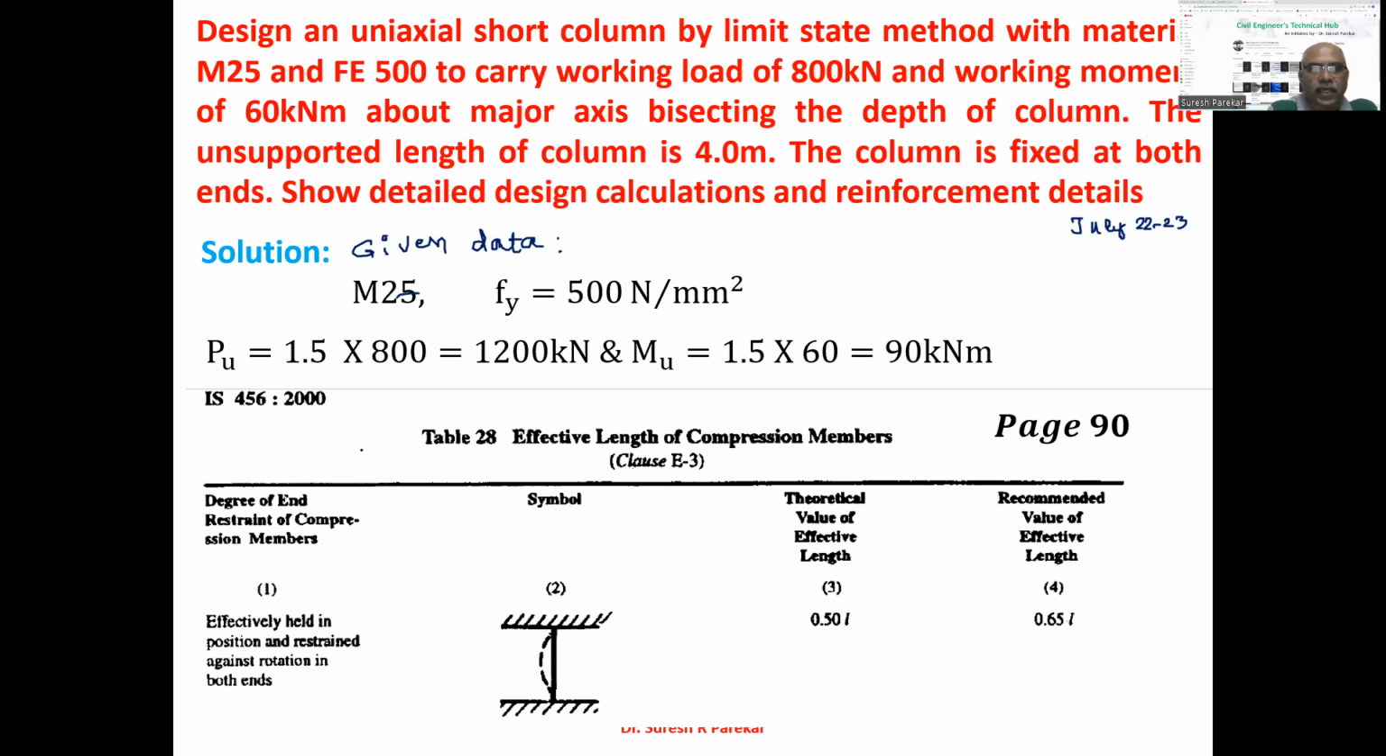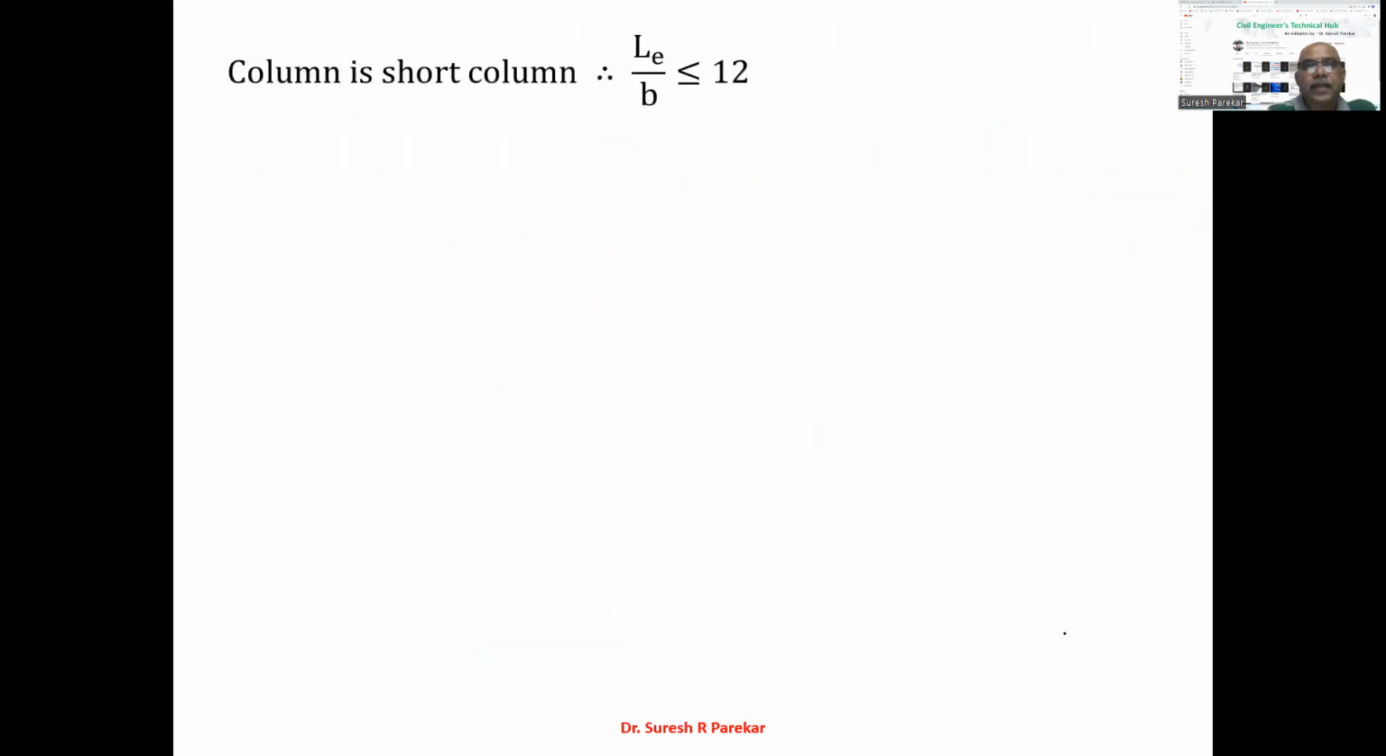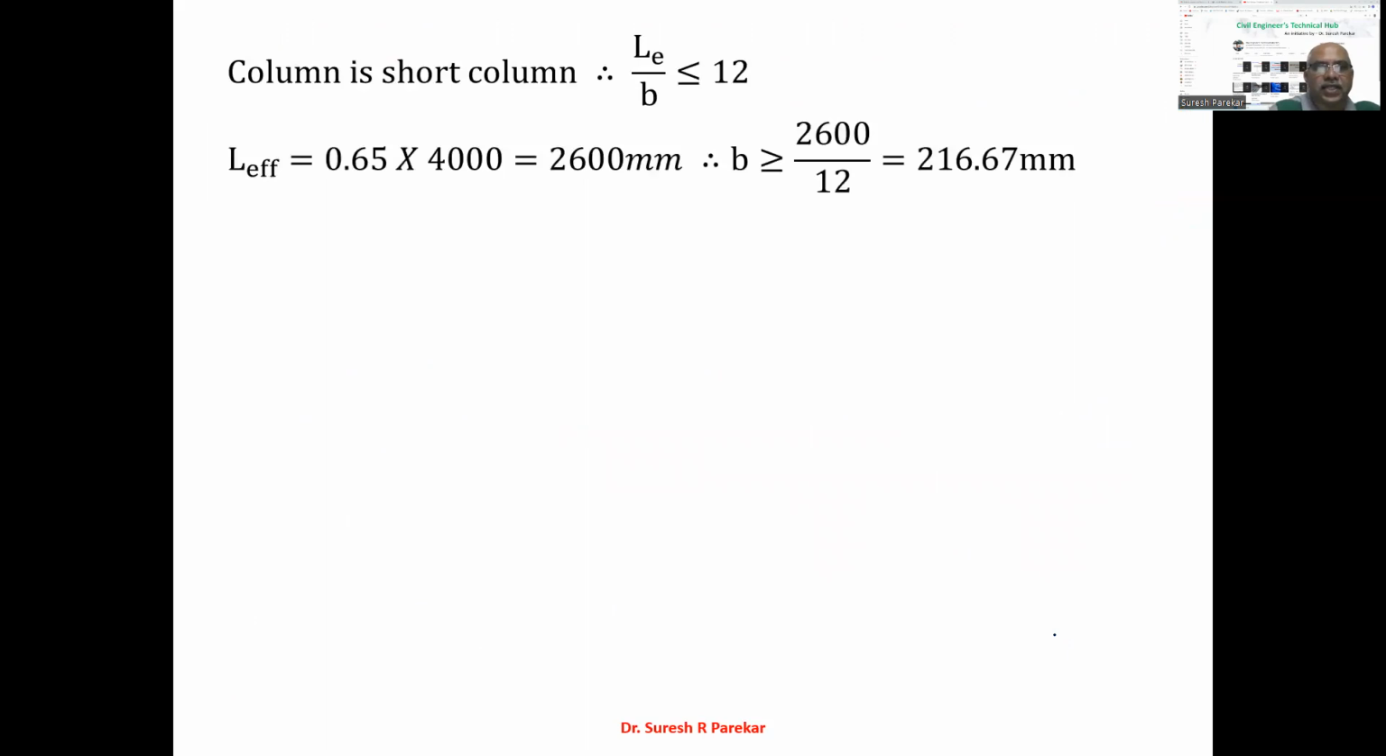Now if you go to IS 456 page number 90, you can see effectively held in position and restrained against rotation in both ends. That means we have both supports fixed, and the recommended value is 0.65 L. So if we calculate 0.65 into 4000, we get 2600 millimeter.